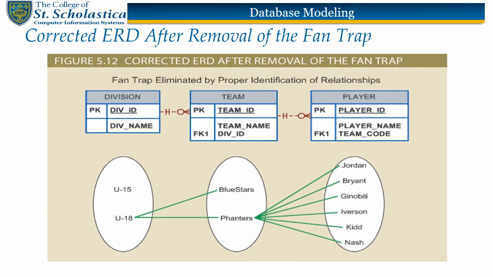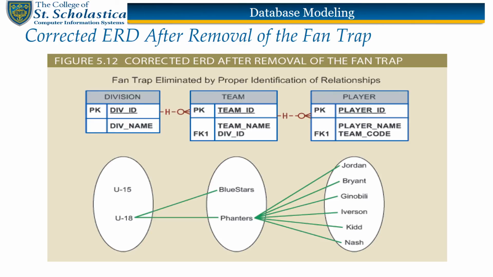Figure 5.12 shows the correct ERD after the fan trap has been eliminated. Note that in this case, division is in a one-to-many relationship with team. In turn, team is in a one-to-many relationship with player. This also shows the instance relationship representation after eliminating the fan trap. Note how easy it is to see which players play for which team.